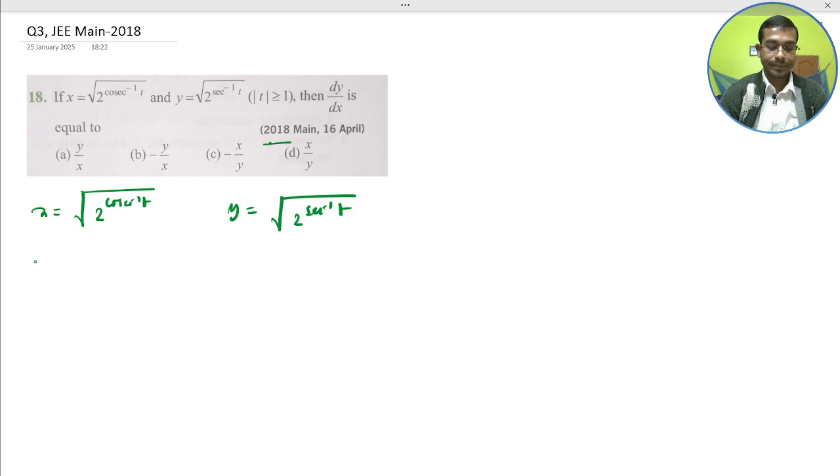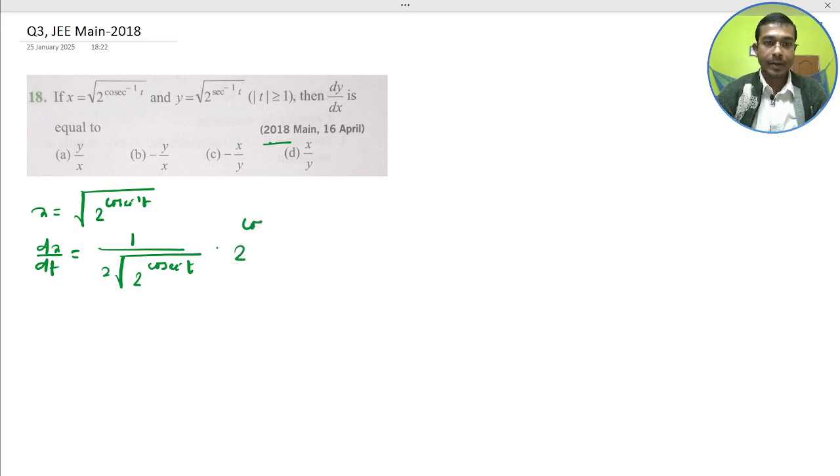So here, first of all, dx by dt. Root x, derivative 1 by 2 root x, so 1 by 2 root over 2 to the power cosec inverse t, into 2 to the power cosec inverse t as it is, into differentiation of cosec inverse t, that is minus 1 by x root over x square minus 1, and log 2 comes because of the derivative of an exponential function, 1 by s log x, and minus 1 by root over x into x square minus 1.